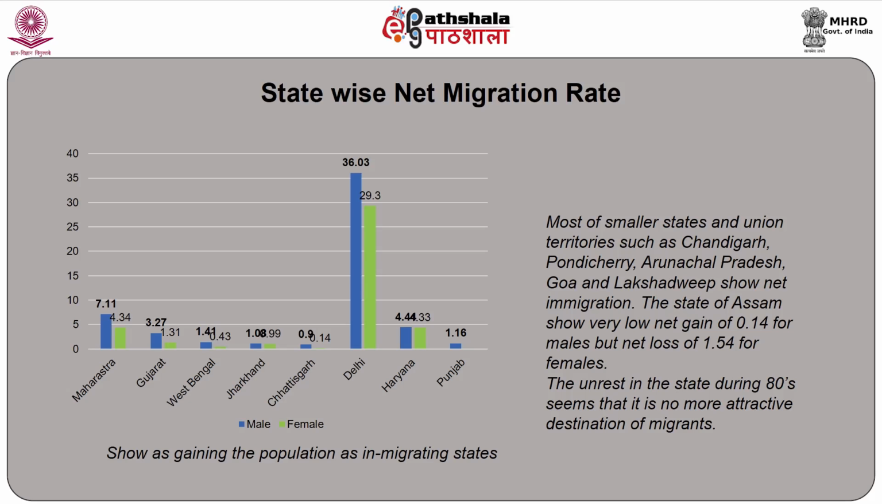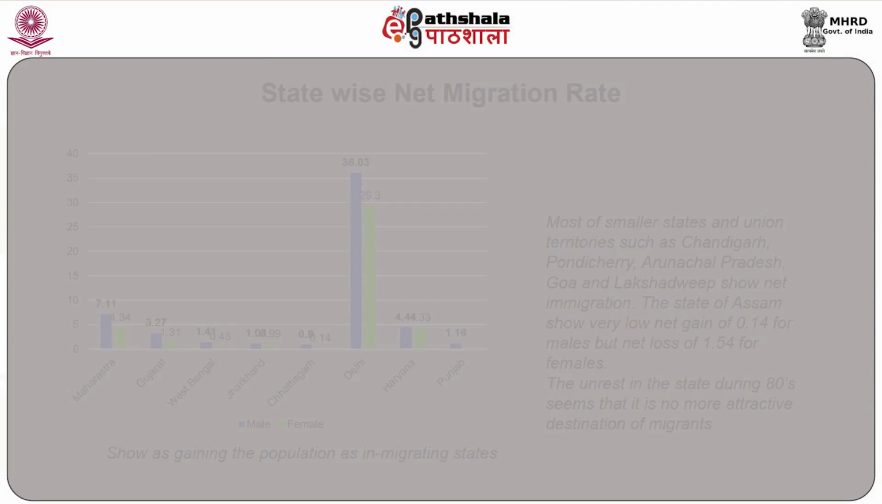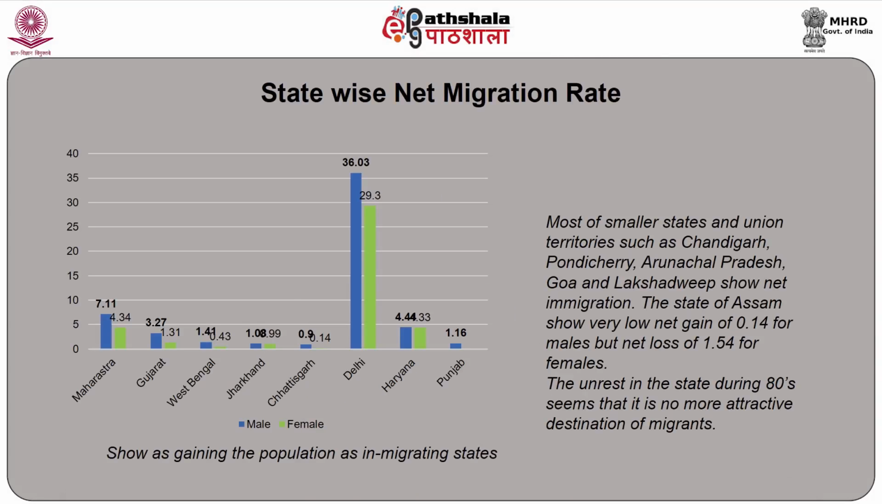Most of the smaller states and union territories such as Chandigarh, Pondicherry, Arunachal Pradesh, Goa and Lakshadweep showed net immigration. The state of Assam, for instance, shows a very low net gain of only 0.1 million for males, but a net loss of 1.54 million for females. The data thus reveals the huge variations across states. The unrest in Assam during the 1980s seems to have made it no longer an attractive destination for migrants.